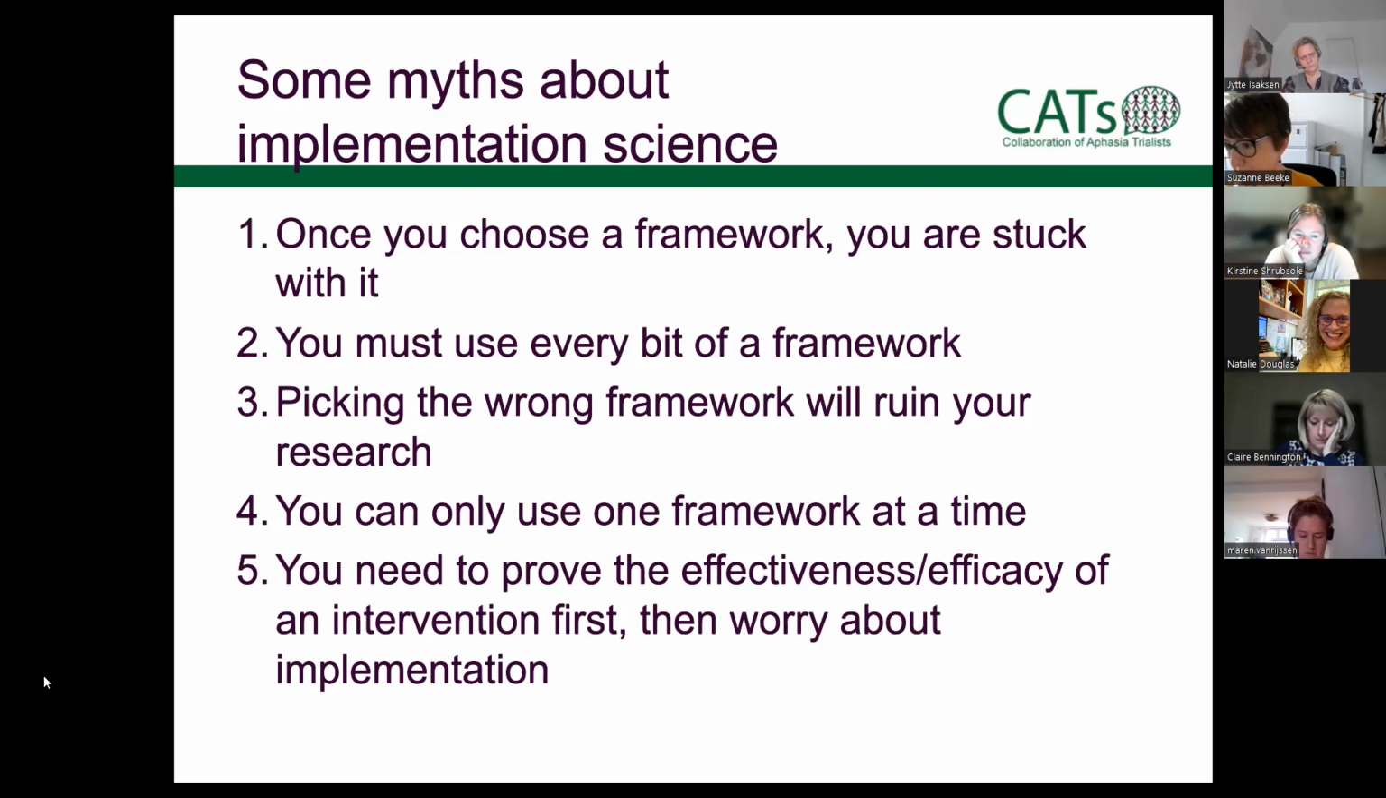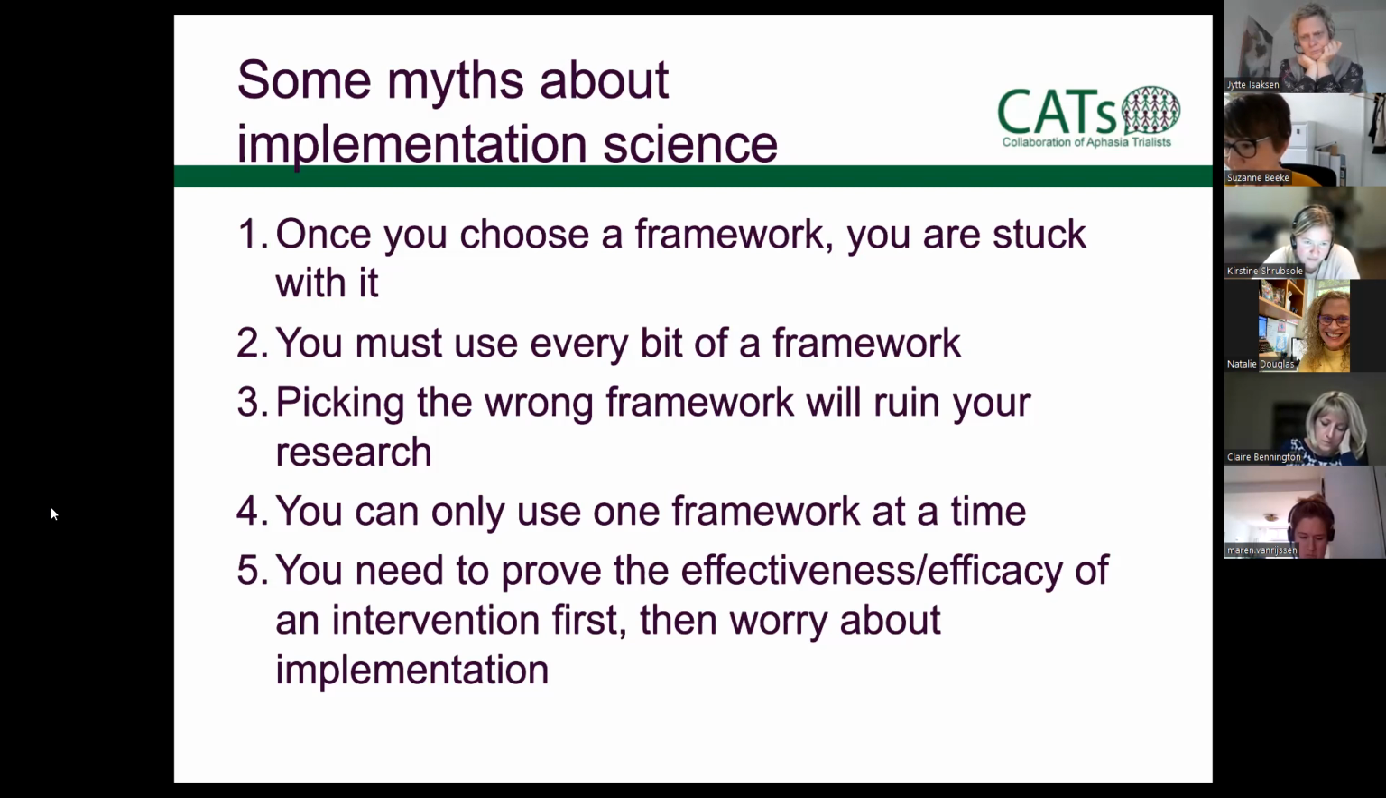As Kirstine mentioned, she used TDF, she used knowledge to action. You don't have to use every bit of the framework. You can use parts of the framework that are most useful to you. It's not going to ruin your research. No matter what happens, you will learn something. So implementation science is all about the process. And if you realize, maybe I picked the wrong framework, that's okay. You will have learned something.